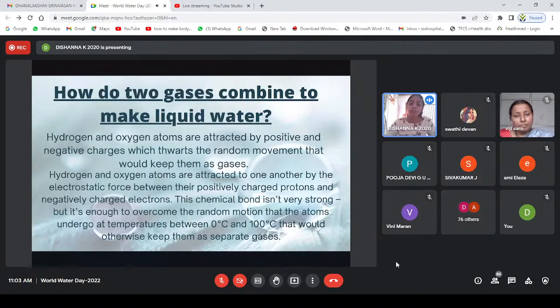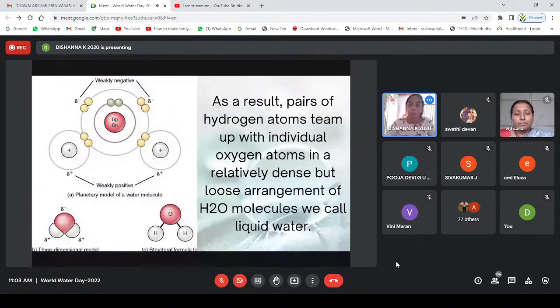So how do two gases combine to make liquid water? Hydrogen and oxygen atoms are attracted by positive and negative charges. This thwarts the random movement that would keep them as gases. Hydrogen and oxygen atoms are attracted to one another by electrostatic forces between their positively charged protons and negatively charged electrons. This chemical bonding isn't very strong, but it is enough to overcome the random motion that the atoms undergo at temperatures between 0 to 100 degrees Celsius that would otherwise keep them as separate gases. So as a result of this, pairs of hydrogen atoms team up with individual oxygen atoms in a relatively dense but loose arrangement of water molecules that we call liquid water.